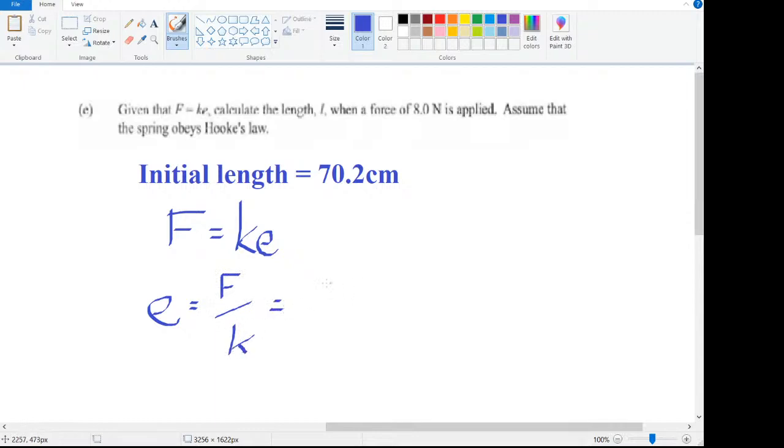Alright, so F is 8, and K is what we got just now for that calculation. I think I get 0.22. Now, as I said, that value might be different for all of you because the gradient might be a little different. Sorry about that seeming a little off, but 36.36, so 36.4 centimeters.